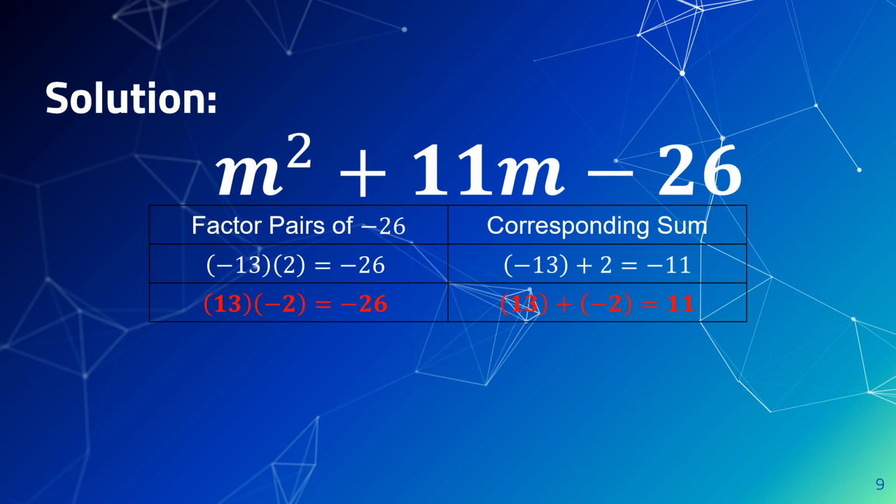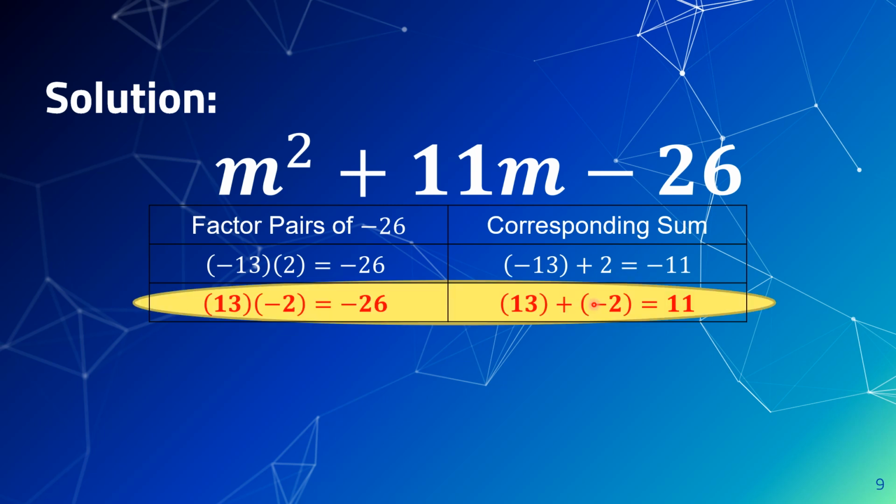So let's test the factors. We have negative 13 times 2, which will give you negative 26. But if you add these two numbers, they will give you negative 11. So negative 11 is different from the middle term. However, if you have 13 times negative 2, which is negative 26 also, and you add the two factors, 13 plus negative 2, will give you a sum of positive 11. So our second pair, 13 times negative 2, satisfies the given condition.